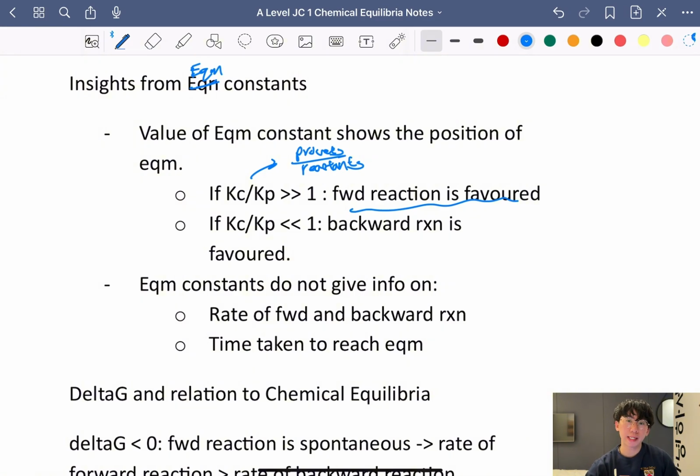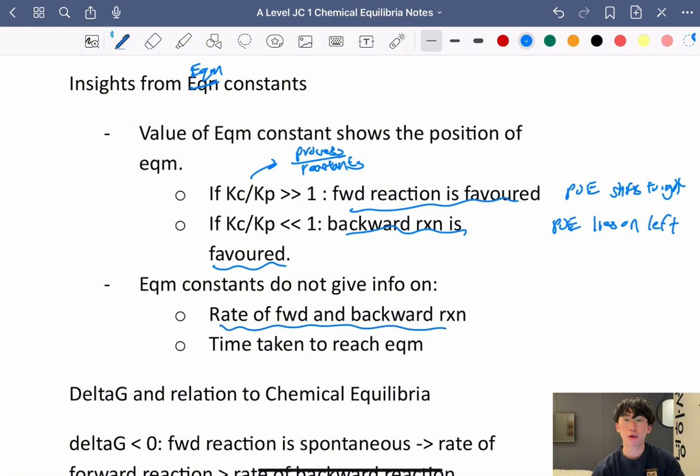However, if it's the opposite, where your Kc or Kp is less than 1, this usually means that the reactants' concentration is higher than the products' concentration, and this generally means that the backward reaction is favored. And because of that, you can roughly tell the position of equilibrium. So this one shifts to the right, or lies mainly on the right, and this one lies on the left. Equilibrium constants do not give any information about the rates of your forward and backward reactions. And naturally, since it doesn't give info about your rates, it doesn't give info on the time taken to reach equilibrium. So just take note of this.